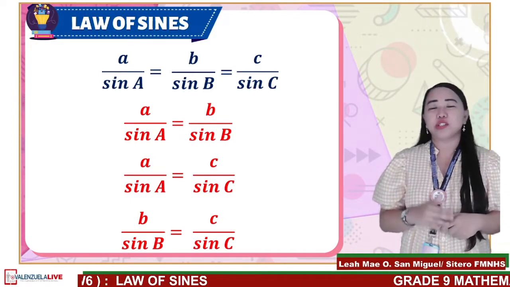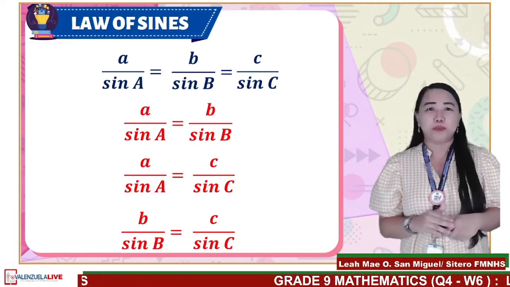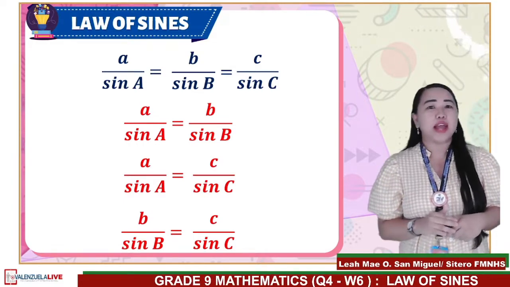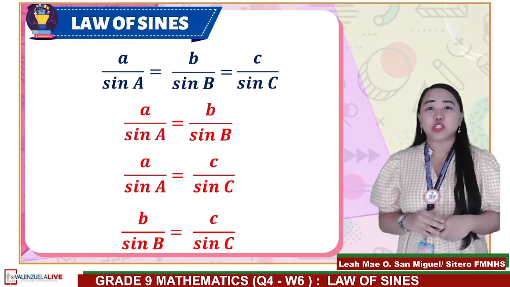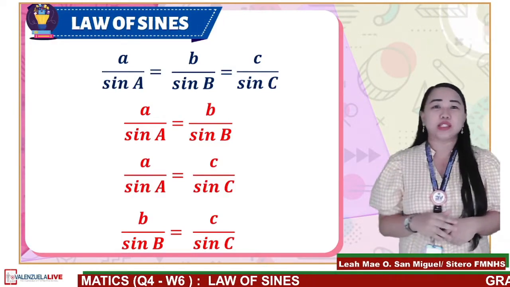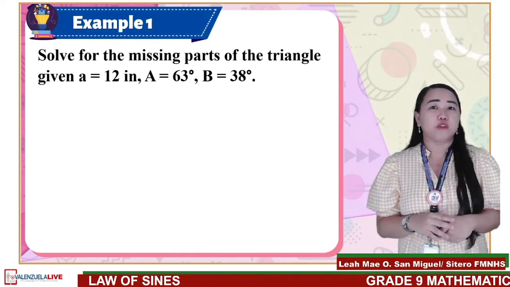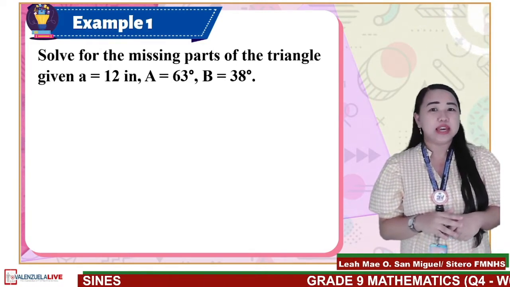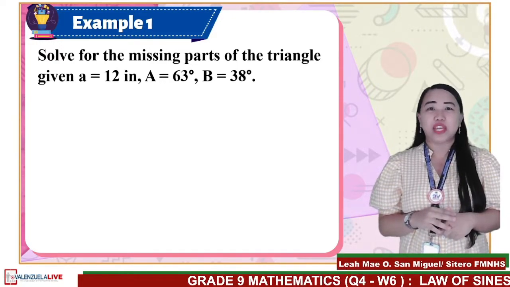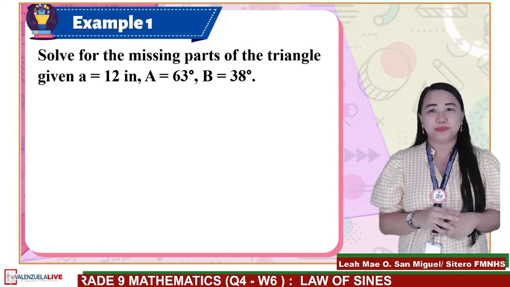To better understand the use of law of sines, let us answer the following examples. In the given examples, we will round off the final answers to the nearest hundredths, or we will express the final answers containing two decimal places. First, solve for the missing parts of the triangle given A is equal to 12 inches, angle A is equal to 63 degrees, and angle B is equal to 38 degrees.